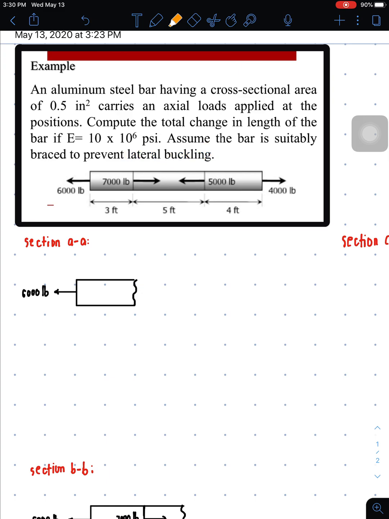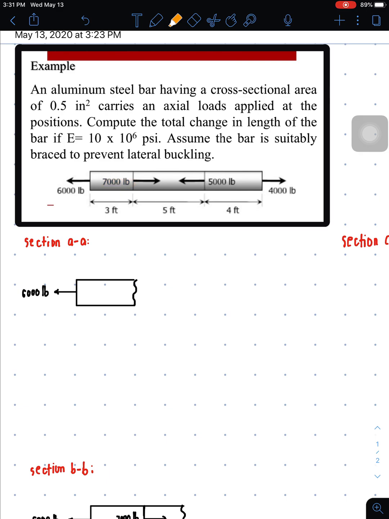Okay, and also this is in equilibrium already, as you observe in this problem. If we add the 7,000 and 4,000 to the right, and the 5,000 and 6,000 to the left, then this is balanced. The force to the right is 11,000, and the force to the left is 11,000. So it's in equilibrium, and it's not going to buckle.